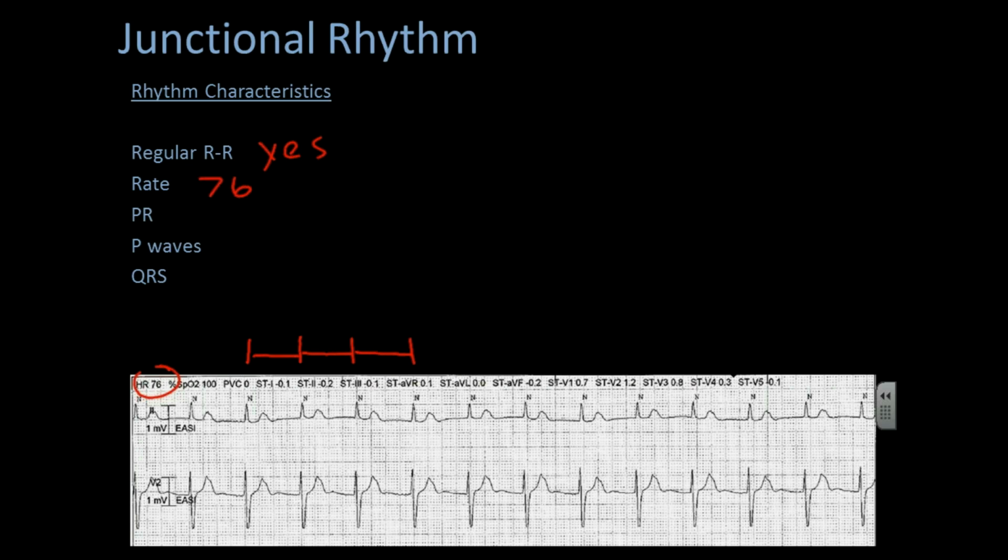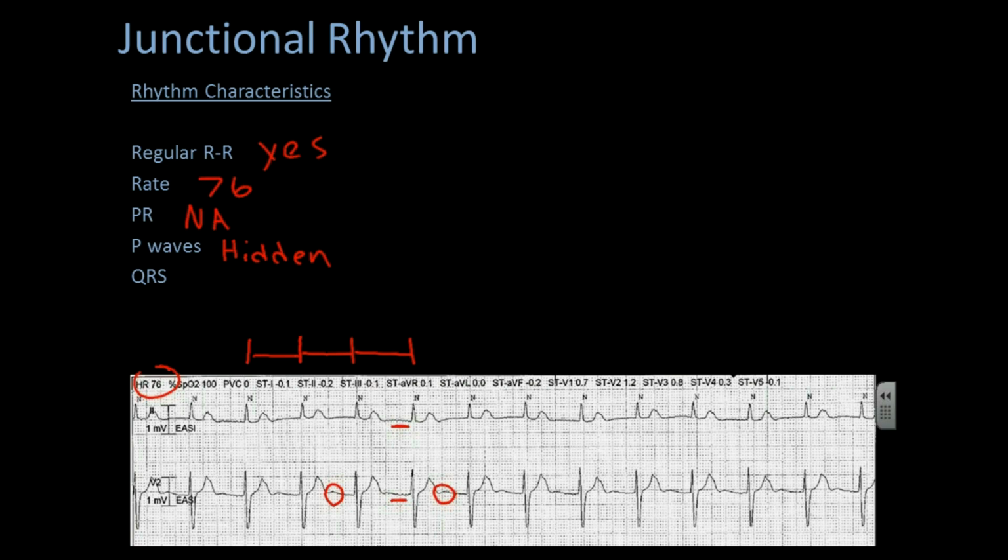PR. Well, are there P waves? Are there P waves anywhere to be seen in this strip? I don't see any here. I don't see anything here. This appears to be a U wave, so we wouldn't count that. I don't see any P waves. It looks like the P waves are hidden in this strip. Let's say NA, and P waves are hidden.